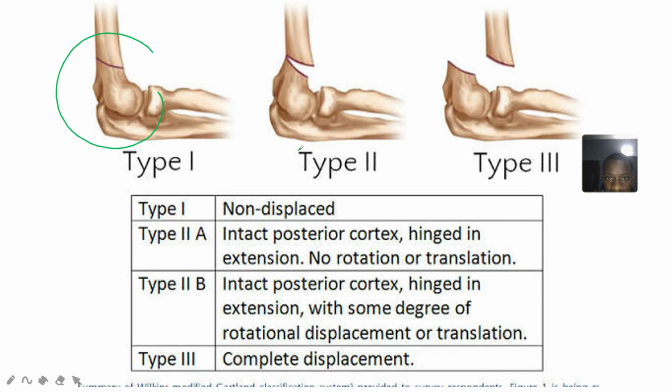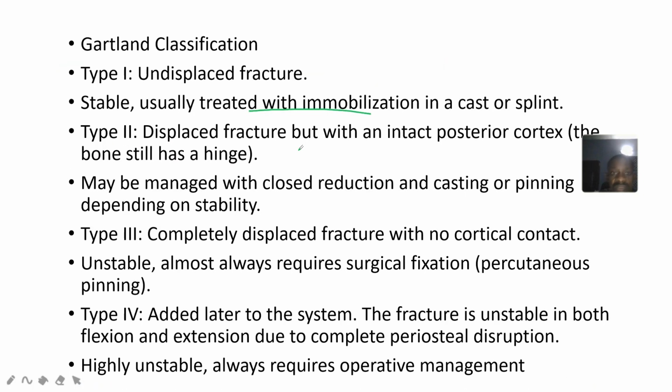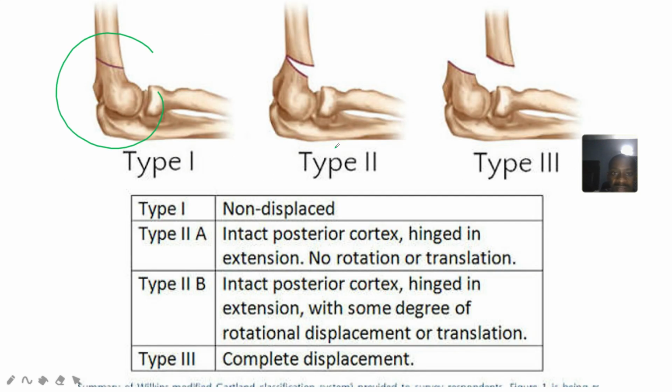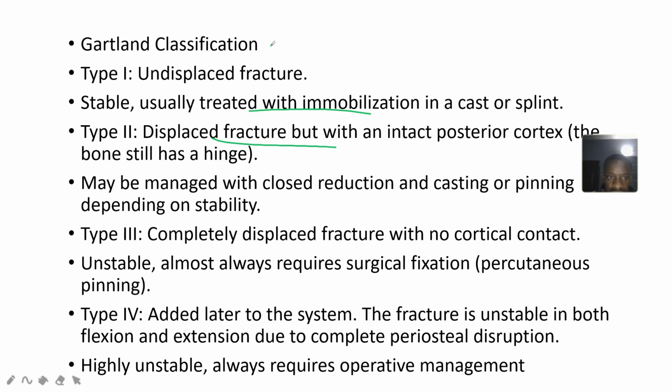Then they'll have type 2, which is a displaced fracture, but the posterior cortex, that's at the back, is intact. It may be managed with closed reduction and casting or pinning, depending on the stability.